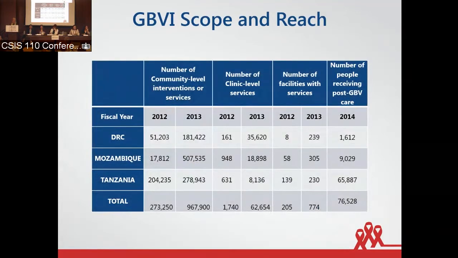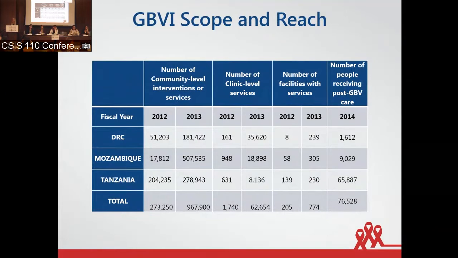So this table presents the indicator data by country. And it's clear that across all three countries, there were huge increases from 2012 to 2013. As Floriza mentioned in her presentation on Mozambique, she had a great quote in there. She talks about how there were little to no GBV services on the ground in many of these places at the beginning of the initiative.